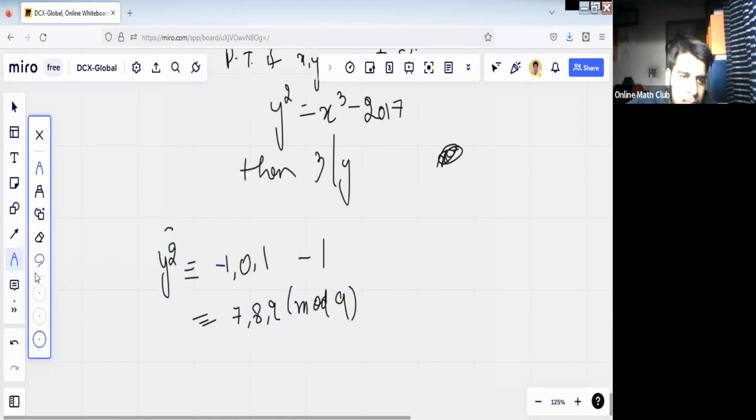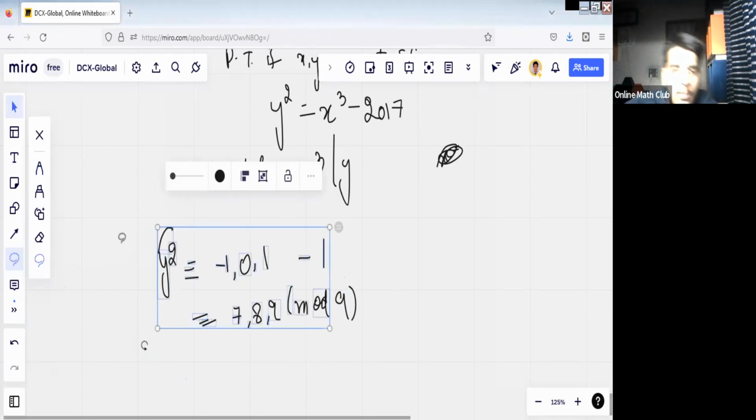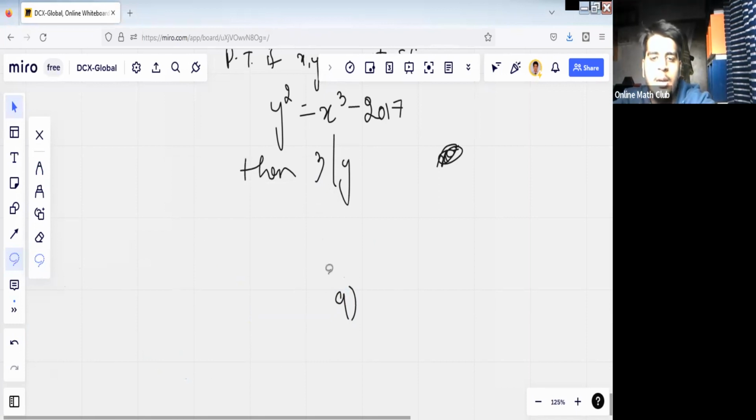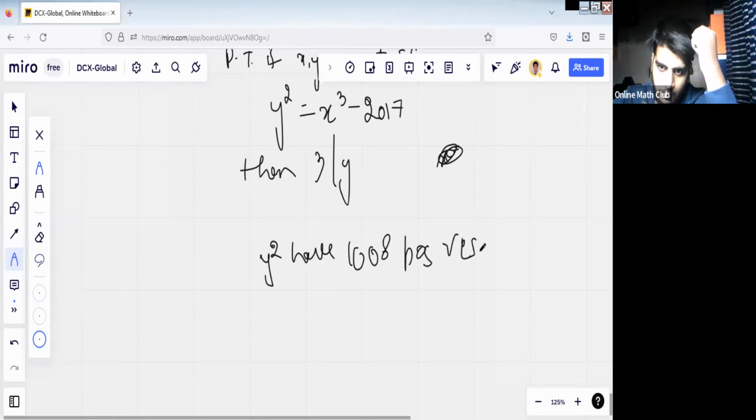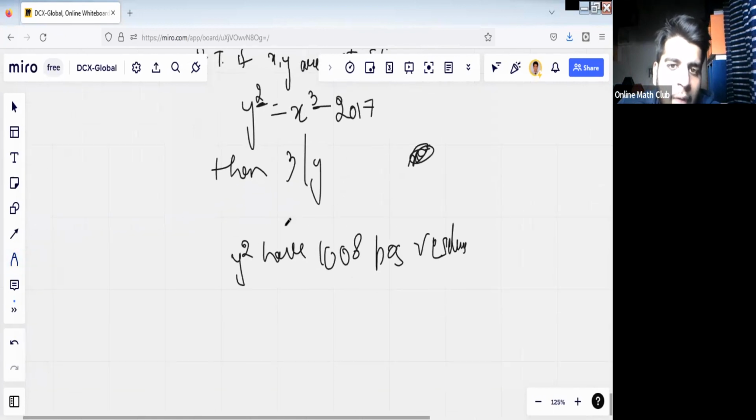The thing is, you start somehow. No, modulo won't help. Okay, if you consider 2017 mod, then y square will have 1008 possible residues mod 2017. Not really helpful. The point is, you have to use this 2 power and 3 power somehow.